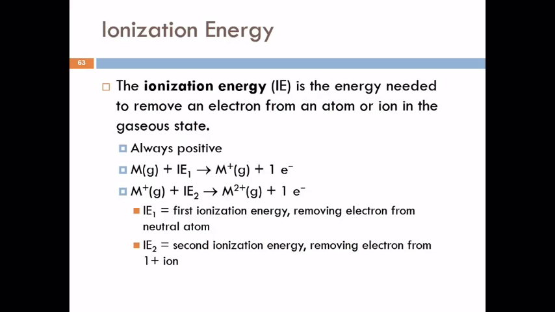Ionization energy. This is how much energy is needed to remove an electron from an atom or from an ion in the gaseous state. It's always a positive. It's always an endothermic process pulling electrons off. So we usually do this for metals, but here's our atom, and you have to add a certain amount of ionization energy to pull off that first electron. And then taking that +1 ion and taking off a second electron, you're going to have to add more energy. The second ionization energy is going to be larger than the first because we've already pulled one off, and it's going to be harder and harder as we continue pulling them off.